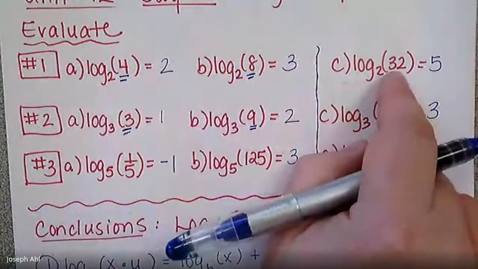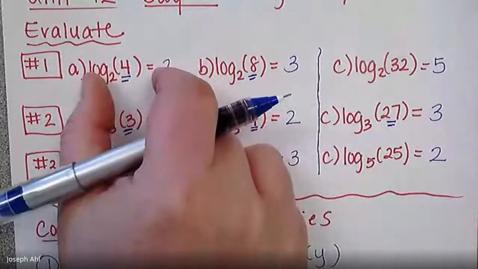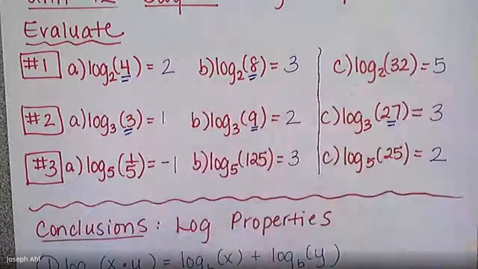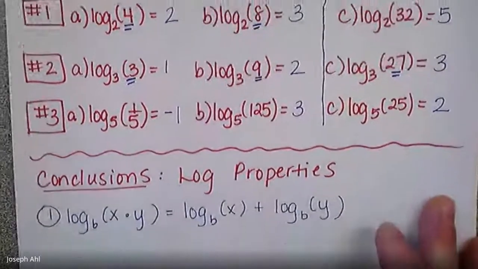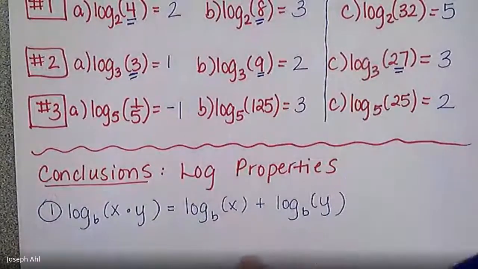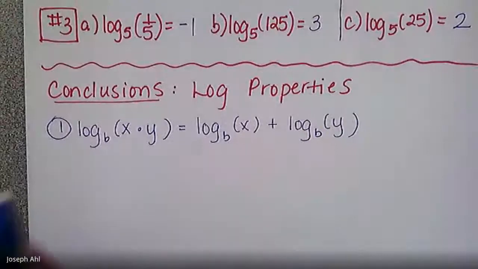32, if I break that up into 4 times 8, that's the same thing as log base 2 of 4 plus log base 2 of 8, because 2 plus 3 is 5. Okay, so that's the product rule that's really being illustrated in each of these examples up here. When you have log of a product, it expands to the addition of those 2 quantities.